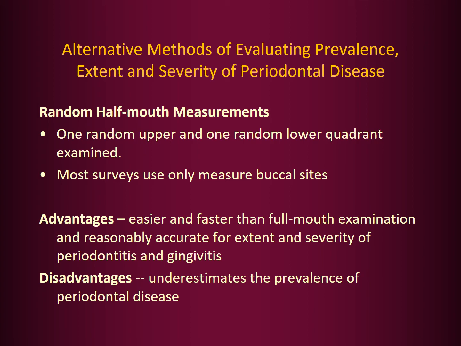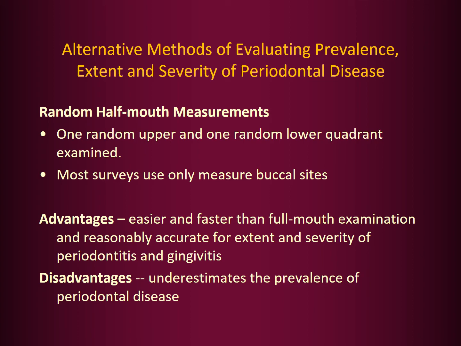Most surveys will use only the buccal site, and unfortunately using the buccal site has some advantages and some significant disadvantages. It's easy and fast to use. It's faster than using a full mouth examination. And it's also reasonably accurate for extent and severity of periodontitis and gingivitis. But the disadvantage, again, like the Ramfjord teeth, is that it underestimates the prevalence of periodontal disease.